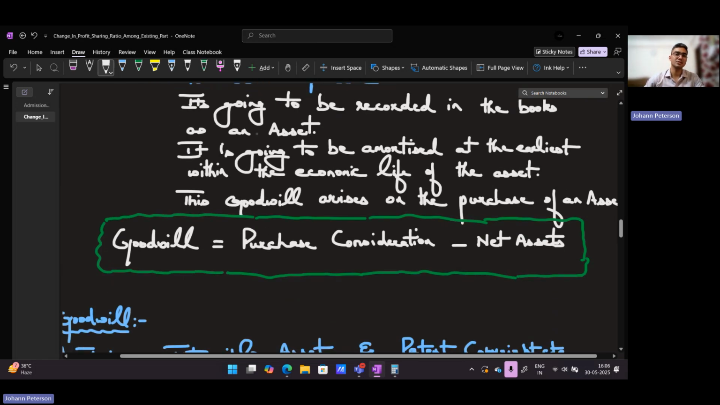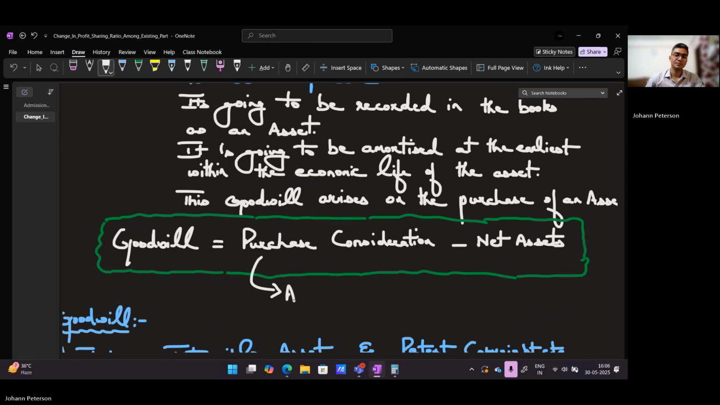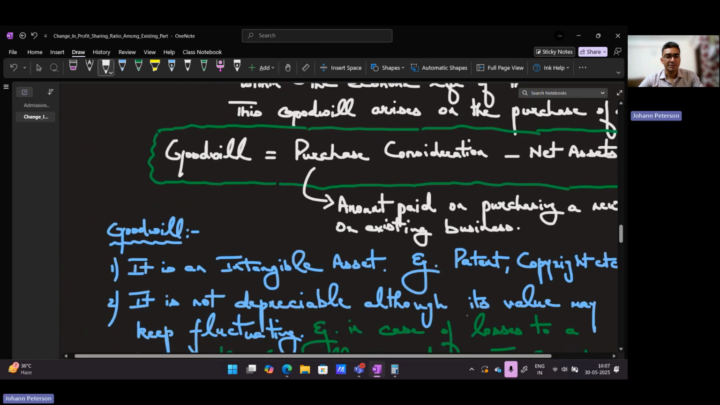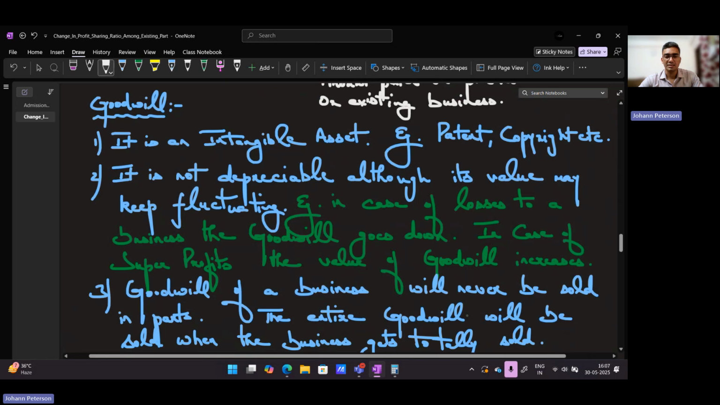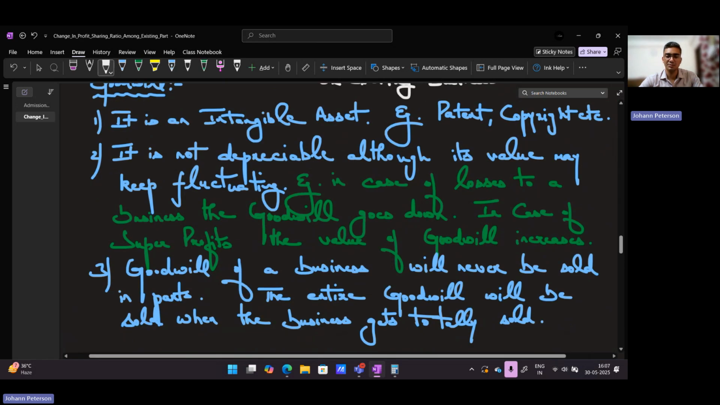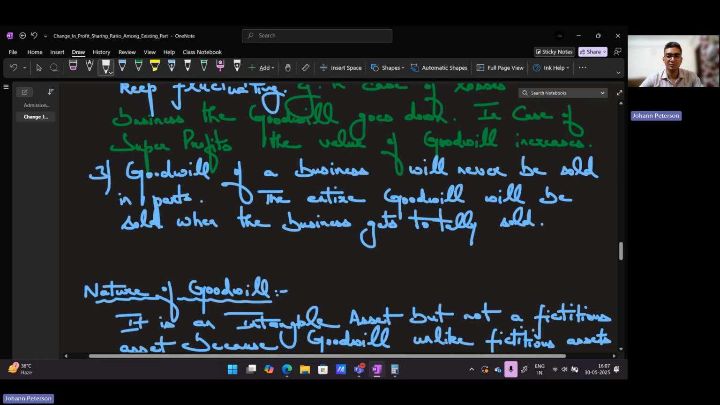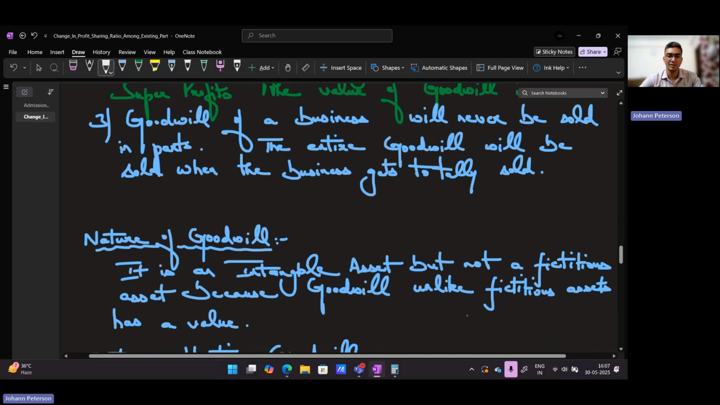In this case, purchase consideration was the amount paid on purchasing a new or existing business. Then we wrote down some features of goodwill. We saw it as an intangible asset. It is not depreciable, although its value keeps on fluctuating. We saw goodwill will never be sold in parts. If we sell it at the time of closing down the business, it's totally sold at that time.